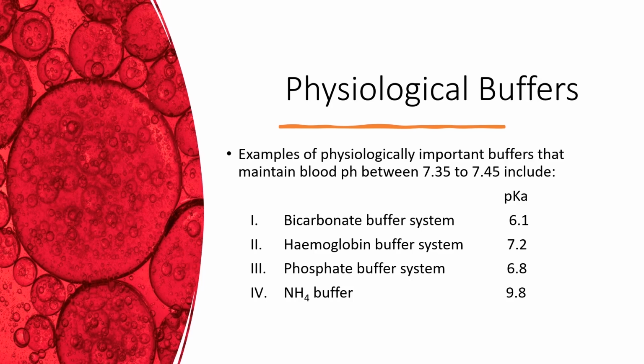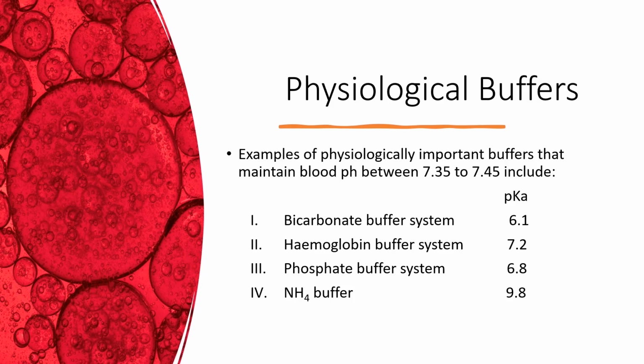Remember from the last slide, we were talking about how the pKa of a buffer system is very important to its effectiveness in controlling changes in pH. These physiological buffers are listed here: the bicarbonate buffer system with a pKa of 6.1, the hemoglobin or protein buffer system of 7.2, the phosphate buffer system with a pKa of 6.8, and the ammonia buffer system with a pKa of 9.8. All of these are very important buffer systems in the body, and you will notice that they have different levels of pKa in the blood.